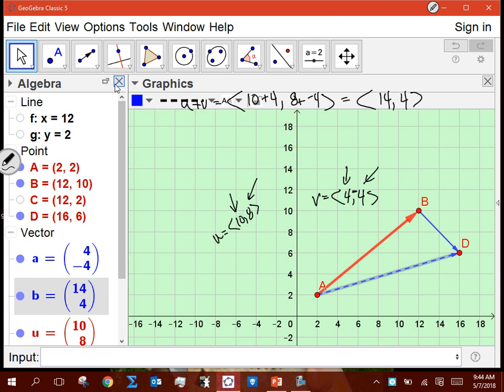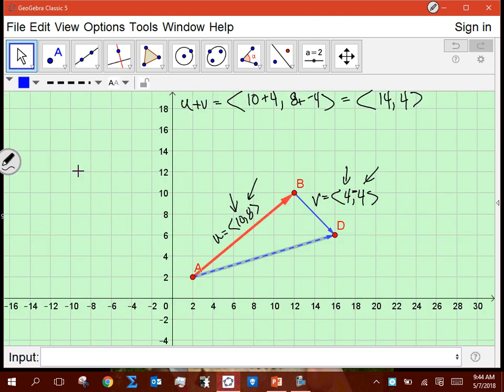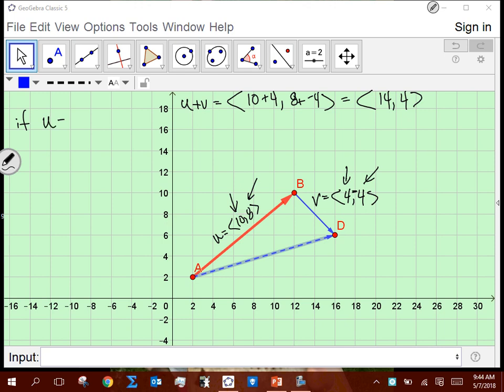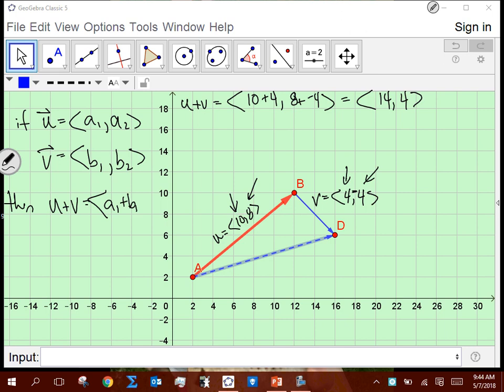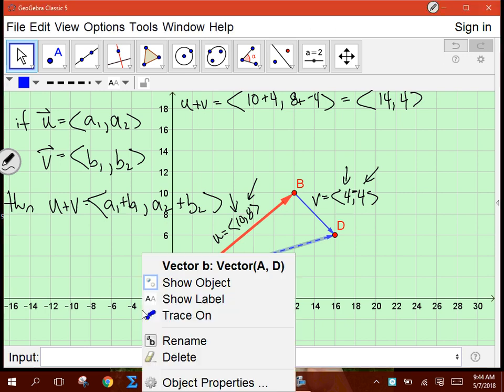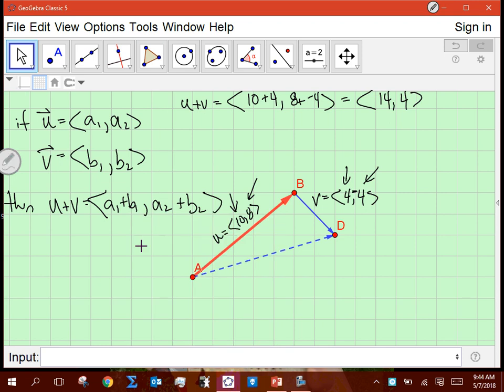So when I want to do vector addition, all I have to do, if u is equal to <a1, a2> and v is equal to <b1, b2>, then u plus v is equal to <a1 plus b1, a2 plus b2>. I just add the horizontal components and add the vertical components. And subtraction, because it's adding the opposite, is done the exact same way.